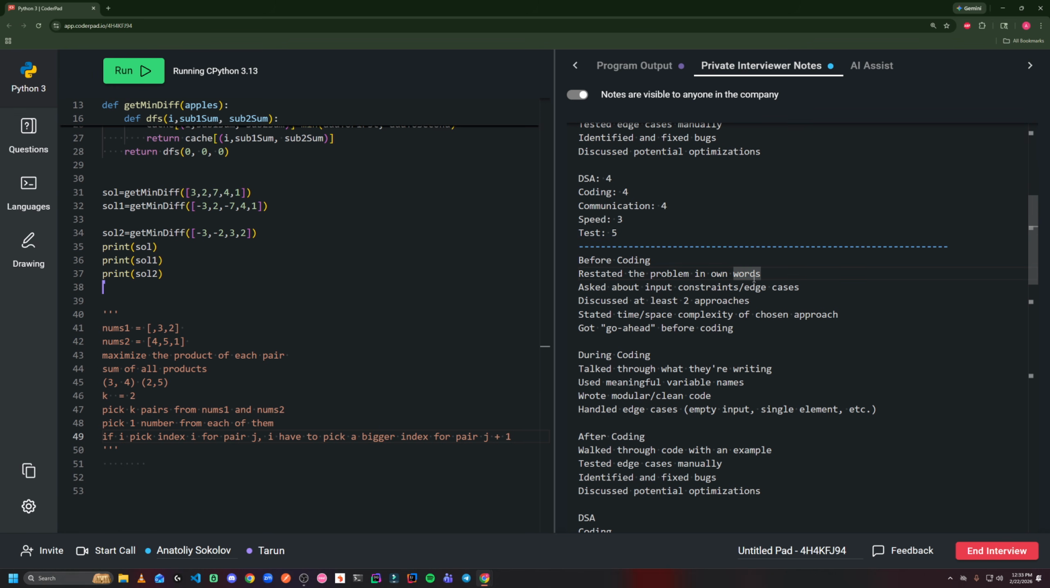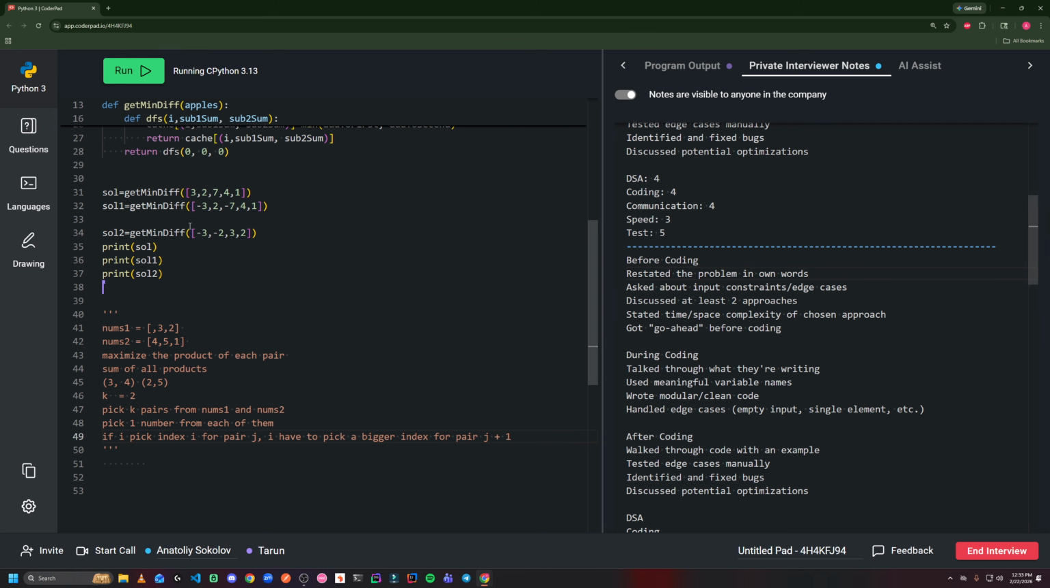Okay, so we are given two integer arrays, and we need to find k pairs from both the arrays. We have constraints on how we pick the elements to form the subarrays, and we need to maximize the product of each pair. And we need to get the sum of products.